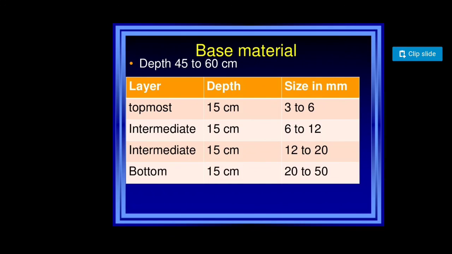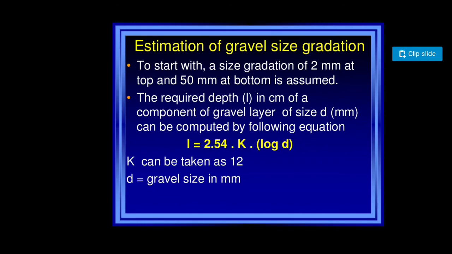Obviously the base material comprises gravel. The total depth is 45 to 60 centimeters. If, for example, it's 60 centimeters, then the topmost layer will have a smaller size of gravel, and the bottommost layer will have the bigger size of gravel. This is just to support the system, so that the water from the perforated drain can come inside the main drain. Gravel size you can also choose by this formula.